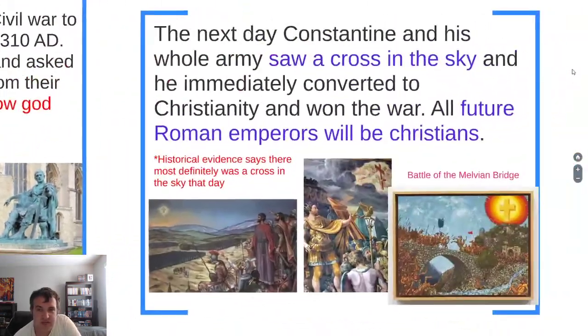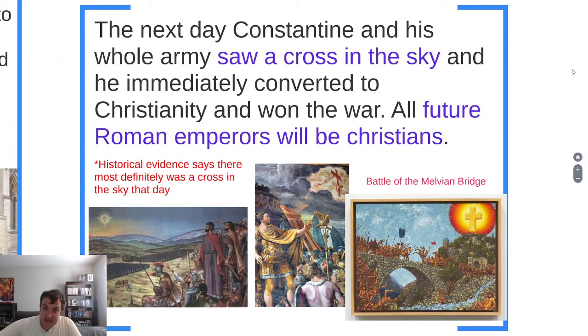All right, so there's Constantine riding in a battle. Here's a big statue of the dude. And the next day, Constantine and his whole army look up in the sky, and sure enough, there is a cross in the sky. What the heck? And so he and his whole army immediately converted to Christianity. They paint the cross on their shields, they charge into battle, they win, and all future Roman emperors after Constantine will be Christians as well. This epic victory was called the Battle of the Milvian Bridge.